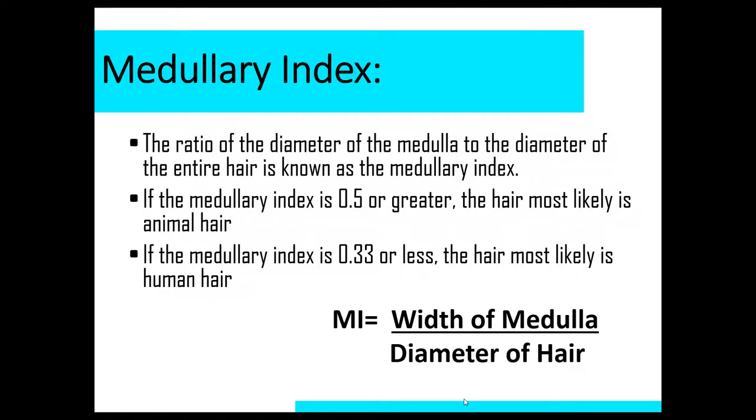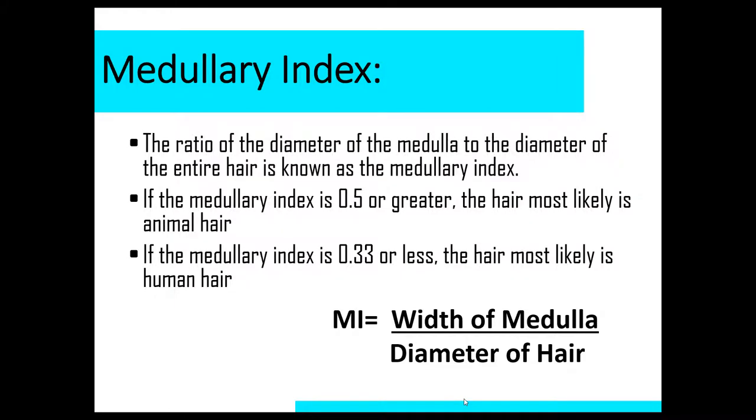So to get the medullary index, you're going to take the width of the medulla, which on worksheets and samples I will give you, and you're going to divide that by the diameter of the hair, and that's going to give you a number, and then you're going to use that number to make some calculations, some matches, and gather some information about the hair itself. So this is important to note.